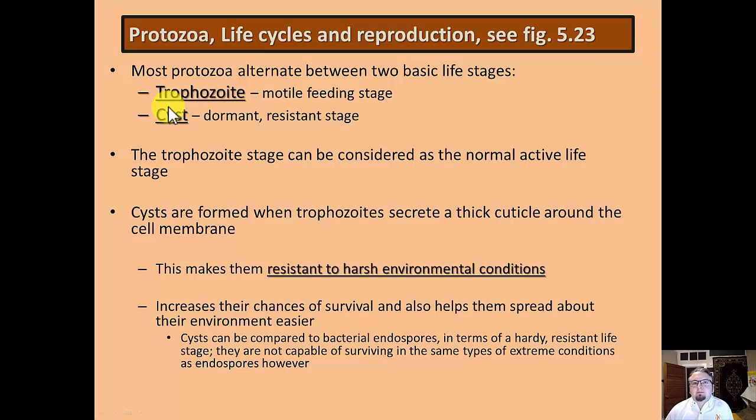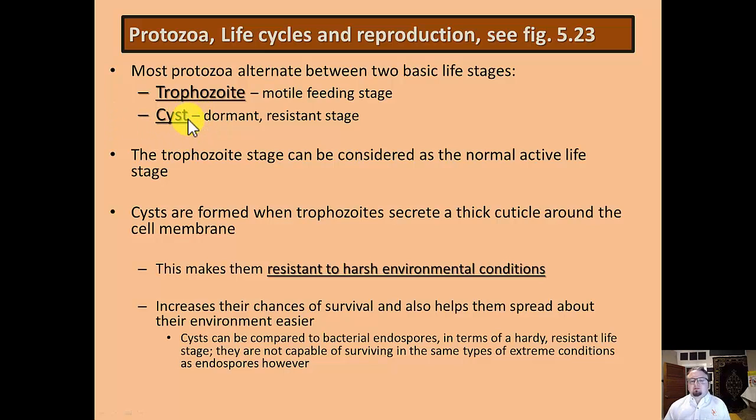If you refer back to chapter 4, part 2, we talked about the bacterial endospores, and we talked about the vegetative life cycle and the spore life cycle, that is, the vegetative stage and the spore stage. This is very similar in a lot of ways. The trophozoite is in a lot of ways kind of like the vegetative stage, the active or motile feeding stage. And the cyst, in a lot of ways, is like the endospore, where it's dormant and resistant, also kind of like a seed.